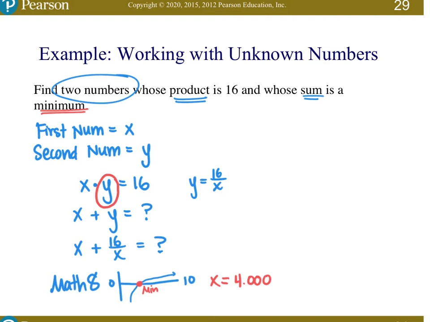So my first number, find the two numbers, my first number is 4. My second number should be 16 divided by that, which is also 4. So they both turned out to be the same thing, 4 and 4, the two numbers whose product is 16, whose sum is a minimum.